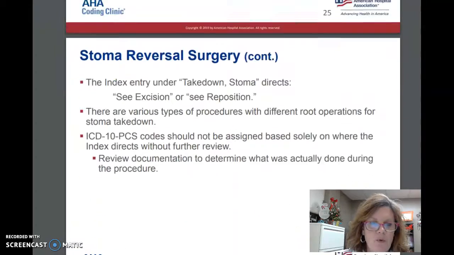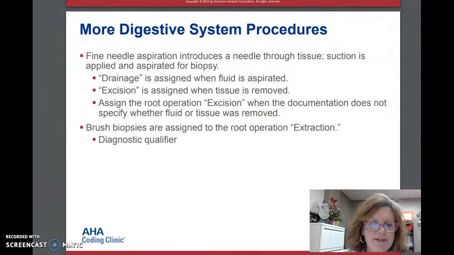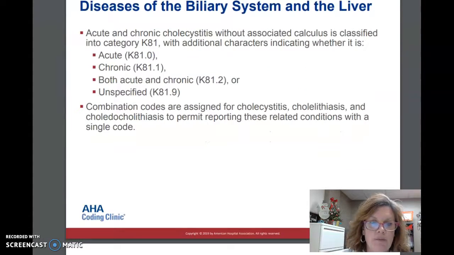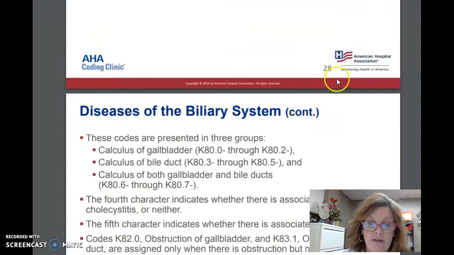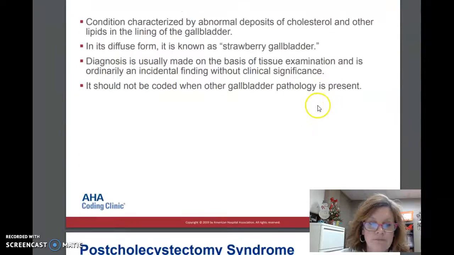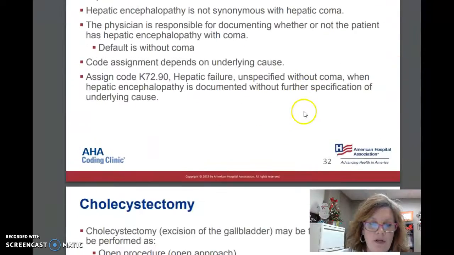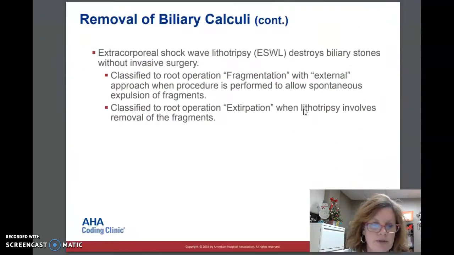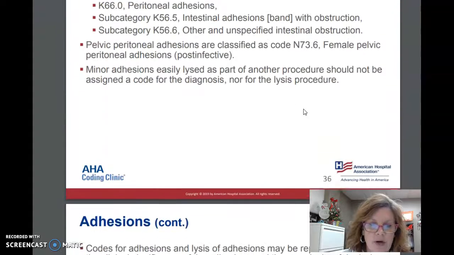Okay, so with that, those are the big coding things. Now we're going to get into some procedures here. We have the liver. We just want to know here if we have cholecystitis with the calculus. Is it acute? Is it chronic? Is it both acute and chronic? All right, so a lot of good anatomy in this PowerPoint, so make sure you study up on it.